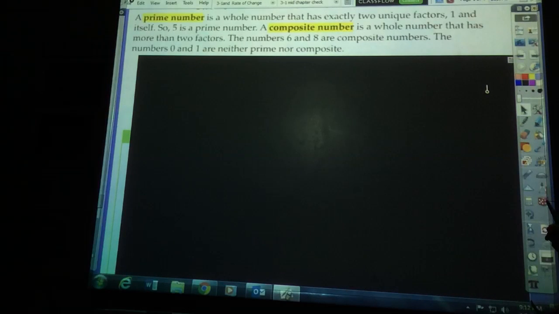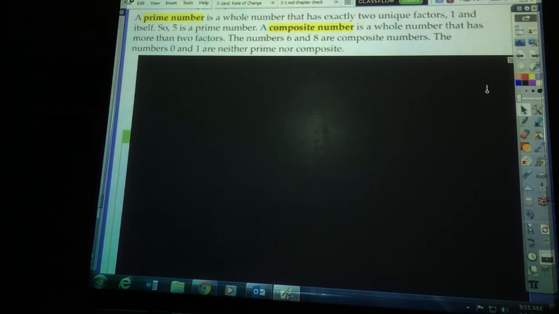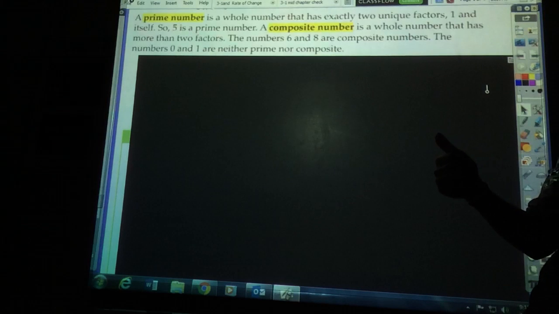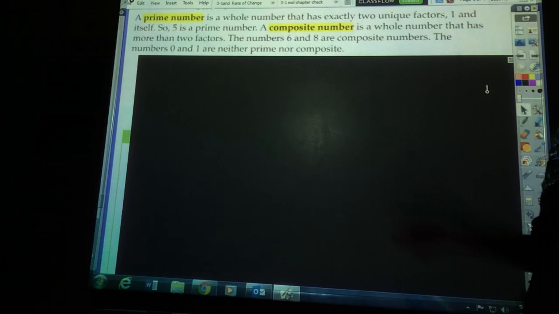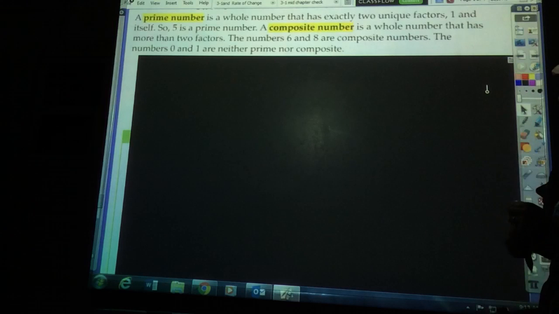To summarize composite numbers, they have more than two factors. So any number you can think of that has a number other than 1 and itself that goes into it is composite. 6, for example, is composite because 1 goes into 6, 2 goes into 6, 3 goes into 6, and then obviously 6 goes into 6. So it has 4 factors. As long as it has more than 2 factors, it's composite. Make sure you write down these definitions.